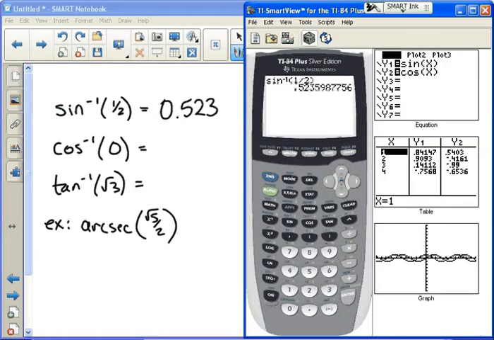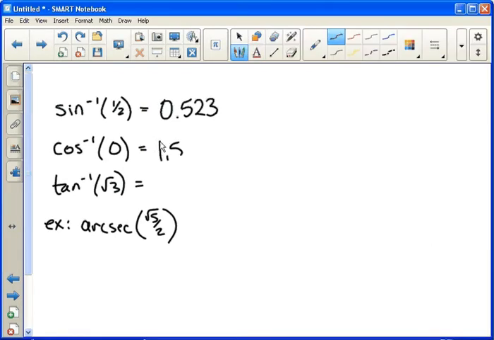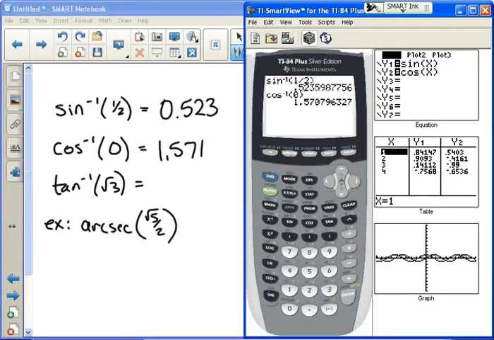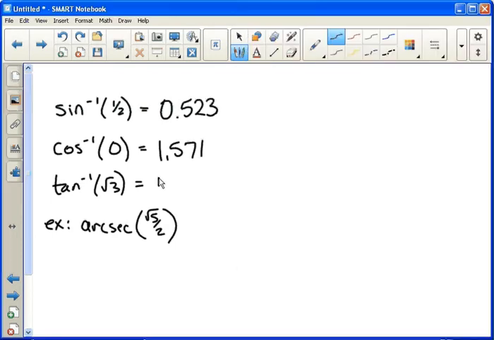Arc cosine of 0 gives you 1.571. That's the same as pi over 2. And arc tangent, or tan to the negative 1, of square root of 3, we get 1.047. And that is the same as pi over 3.